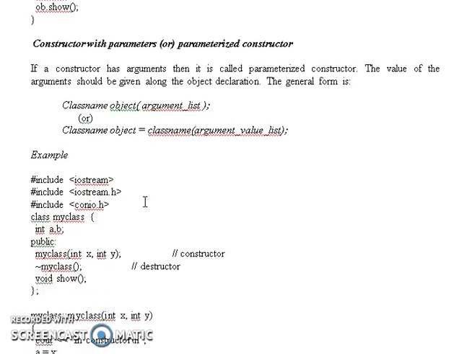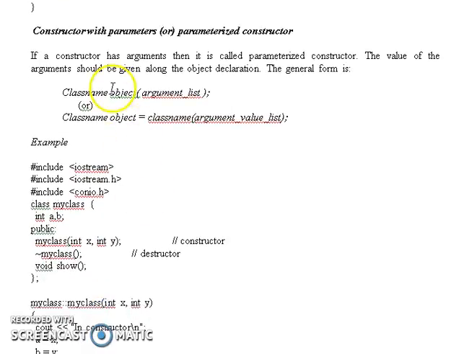In the next type, we will discuss the constructor with parameters, or you can call it a parameterized constructor. Whenever a constructor has parameters, then it is called a parameterized constructor. Just see the syntax: class name, the object with some arguments. This is shown here. This is the syntax for creating an object.